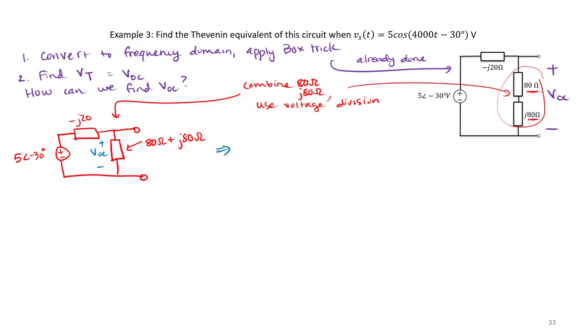So using voltage division, we determine that VOC, or our Thevenin voltage, is equal to our 80 plus j80 ohm impedance divided by 80 plus j80 minus j20, the whole thing multiplied by 5 angle negative 30 volts.